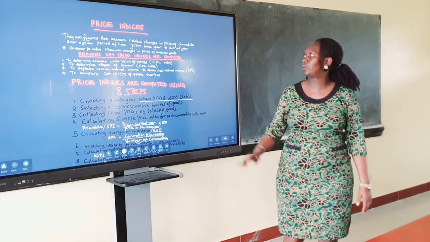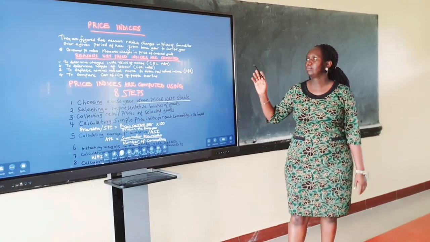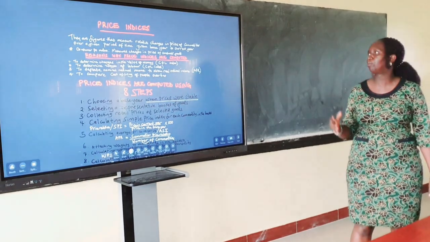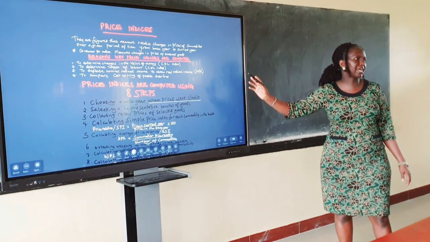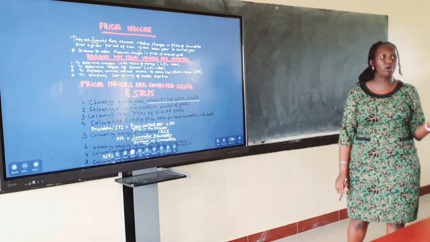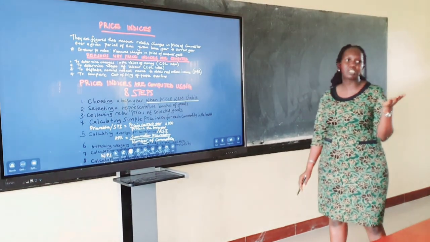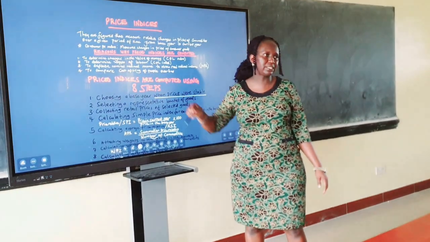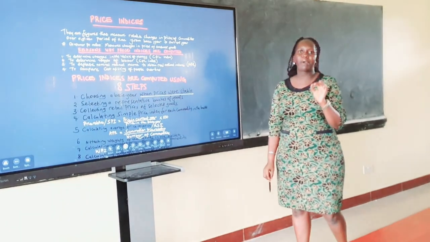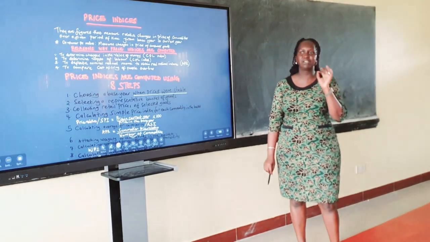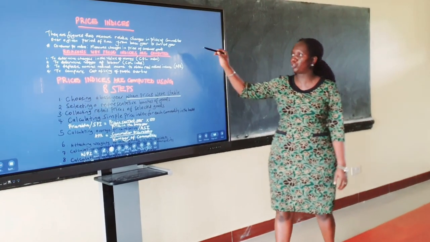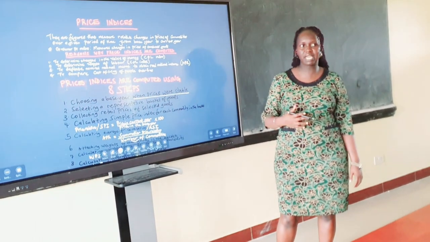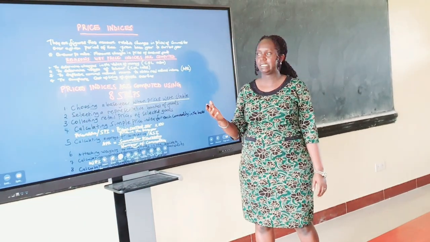I want to share with you about price indices. Now, price indices measure relative changes in prices of commodities in a given period of time. So it's usually from the base year to the current year. Now, I want you to pick interest in consumer price indices. So the consumer price indices measure relative changes in prices of consumer goods in a given period of time, from the base year to the current year.